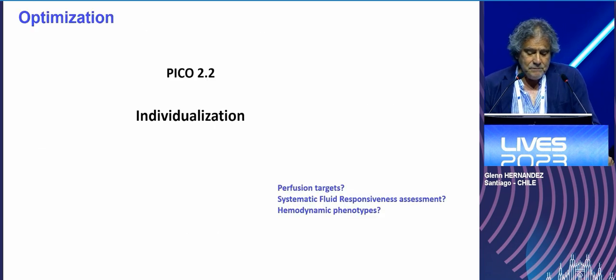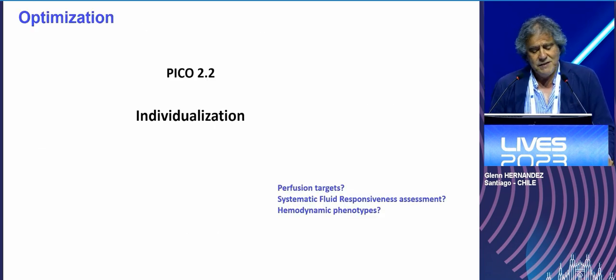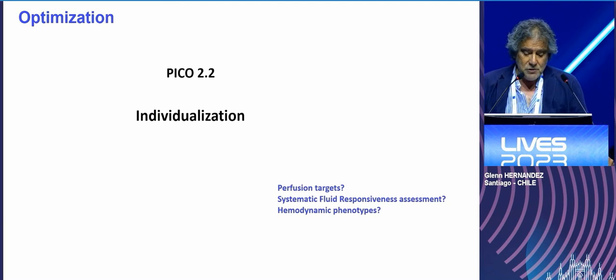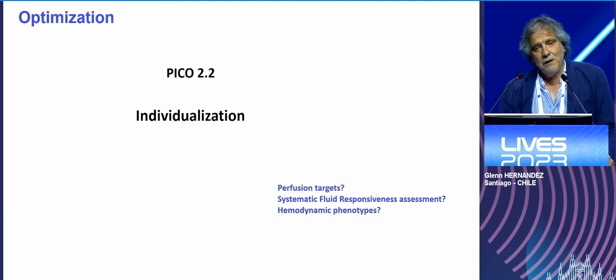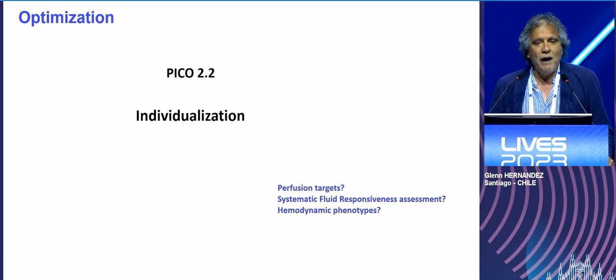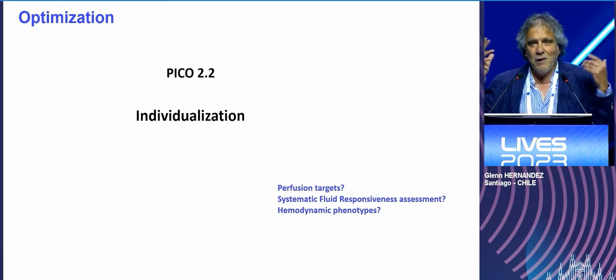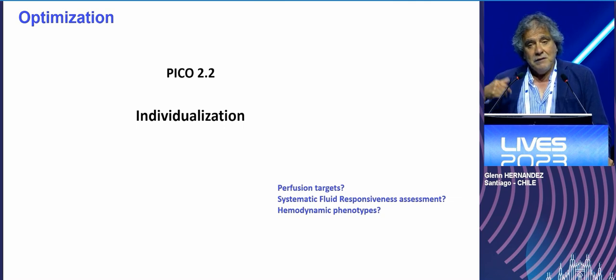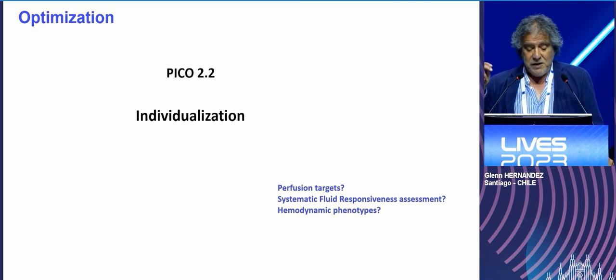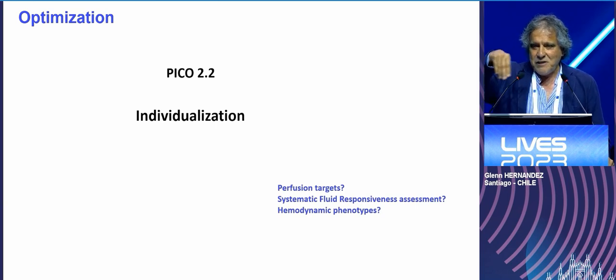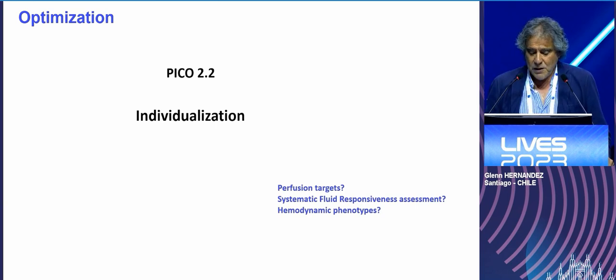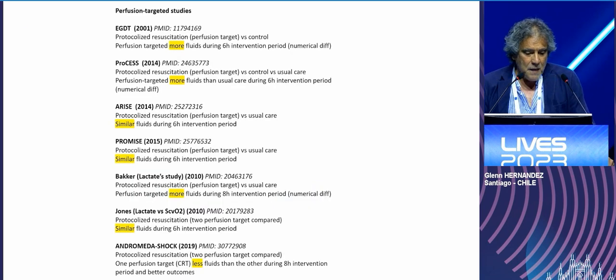And of course, the next question was individualization. Could we recommend individualization? And we have to acknowledge that there is no evidence whatsoever, except, I don't know how to call it, common sense or physiological thinking. But there's no evidence on whether the addition of specific perfusion targets, systematic fluid responsiveness assessment, or the use of hemodynamic phenotypes to guide whom I give fluids to or not, you have no data available.